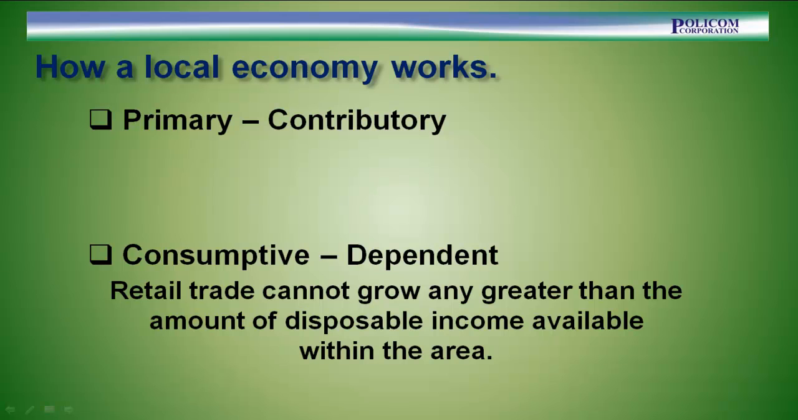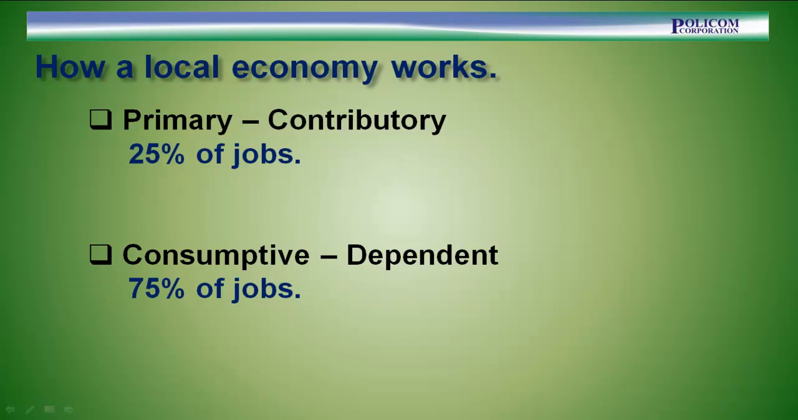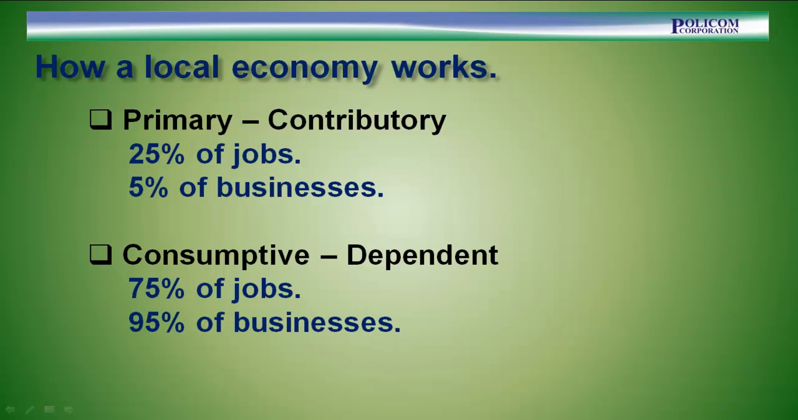As an example, retail trade cannot grow any greater than the amount of disposable income available within the area, and the amount of disposable income is determined by the volume of money imported to the community. About 25% of all the jobs in an area are individuals working for the primary businesses, while 75% of the jobs are those working for the consumptive businesses.